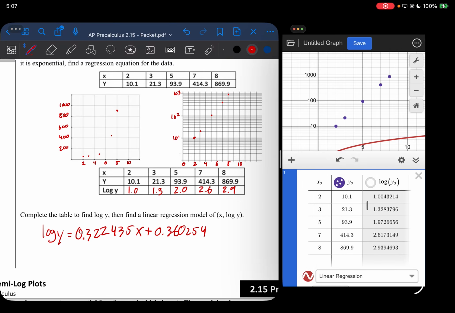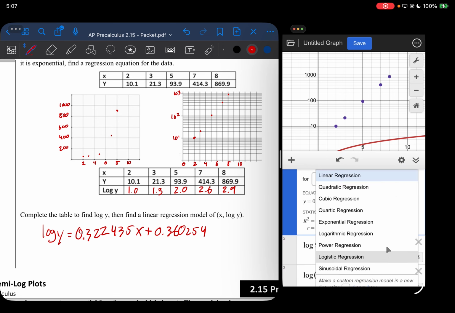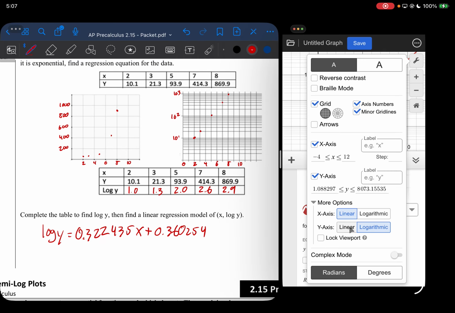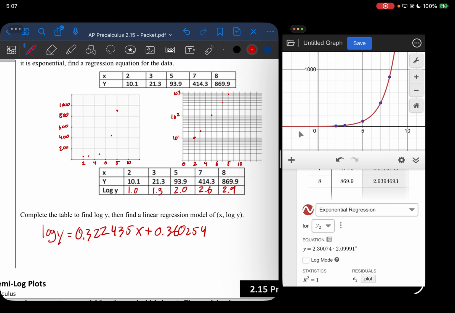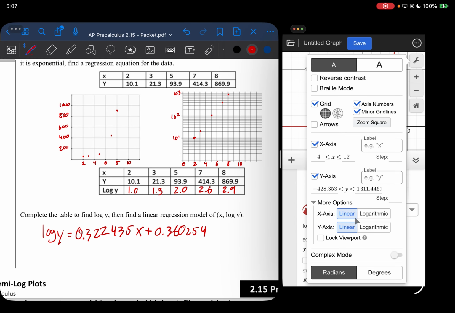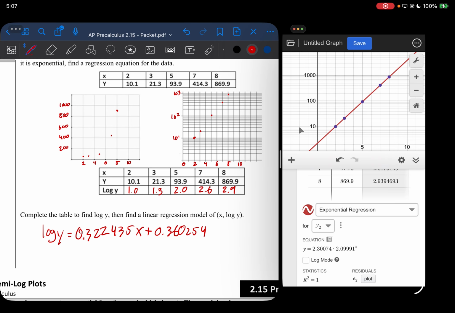Now what I forgot to do above was to find linear regression for the untransformed data. That is this data right here. So let's do that. This was exponential. Now notice it's showing an exponential even though it looks like a line. And that's because if I turn my y-axis back to linear, now it looks like a curve. But when it's in logarithmic form, an exponential looks like a straight line.